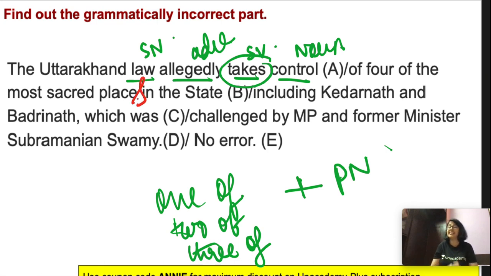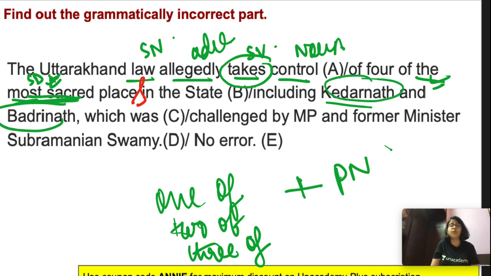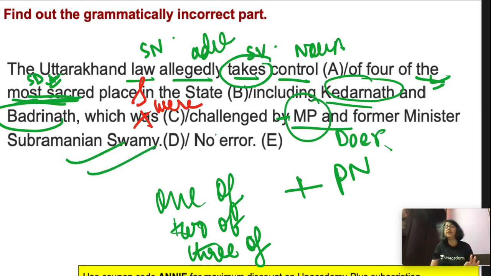Here you have to use places. 4 of the most. Now the most is superlative degree of adjective. Most sacred is superlative degree of adjective, and that's why the has been used. Okay, the most sacred places in the state including Kedarnath and Badrinath, which was. Now here we are talking about 2 places, Kedarnath and Badrinath, that's why a plural verb has to be used, which were challenged. Now by plus doer is given. Who is challenging? MP and former Minister Subramaniam Swamy has challenged. So by plus doer is given, so the sentence is in passive voice, that's why V3 has been used.